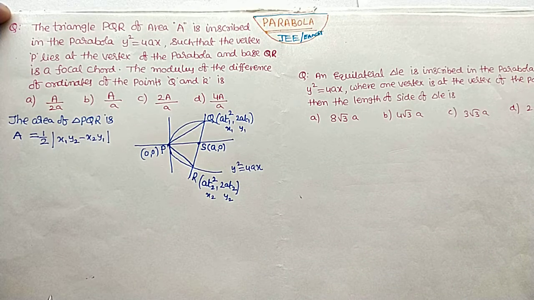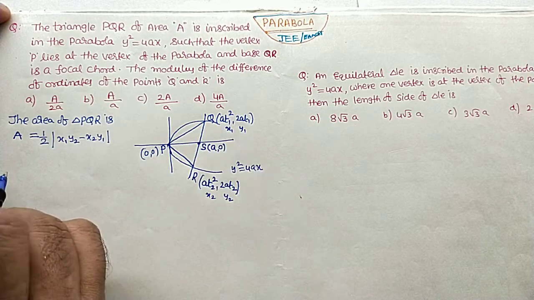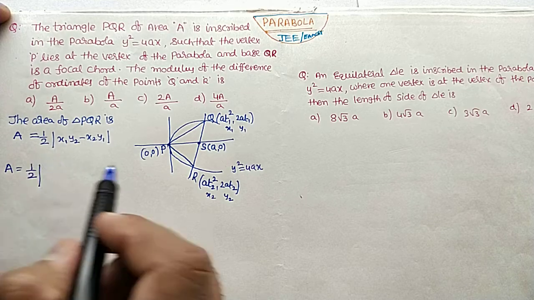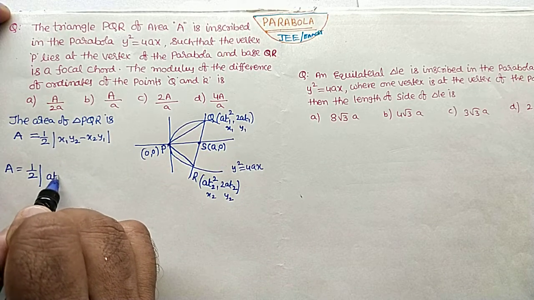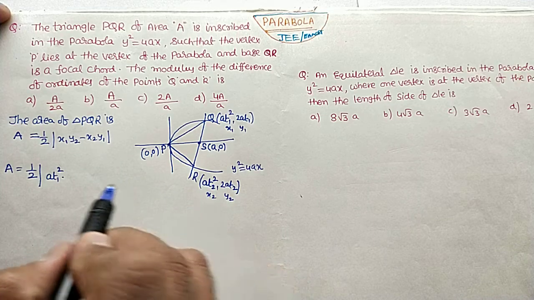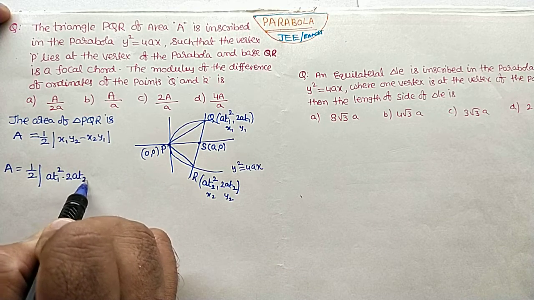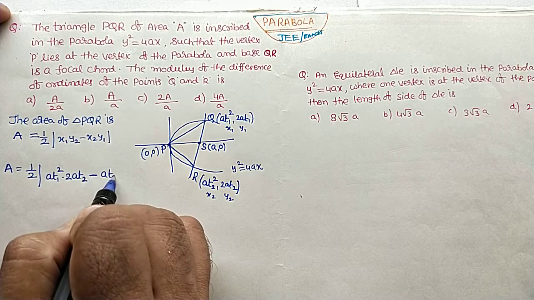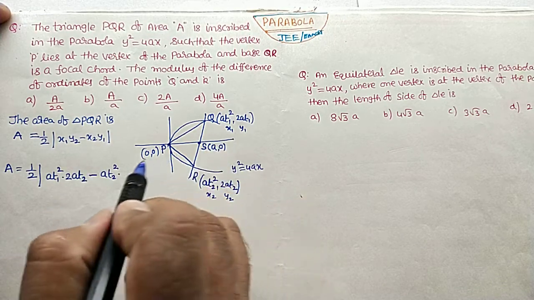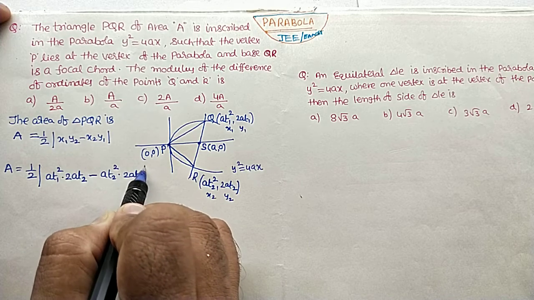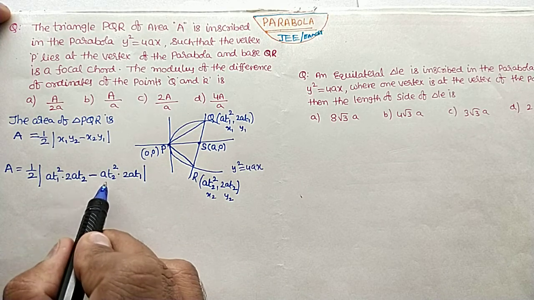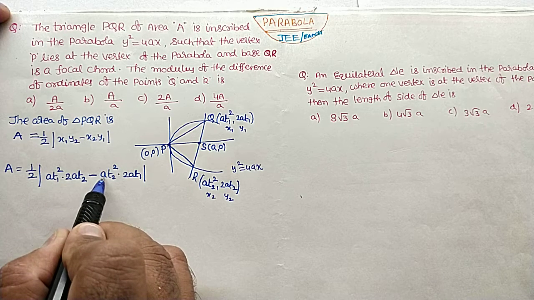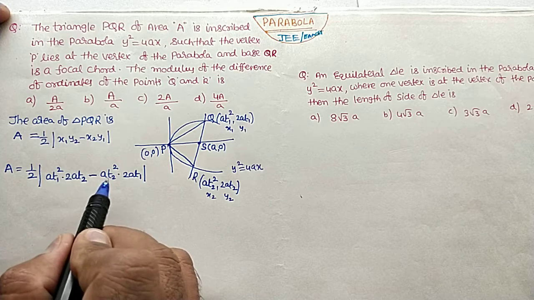What is x1 y1 x2 y2? Here I already mentioned it. So capital A equal to half into mod x1, x1 means at1 square into y2 means 2at2 minus x2 means at2 square into y1 means 2at1. From this term as well as this term, what do we have to take common? A into a square. Here also a into a square is there. Even 2 is also there.